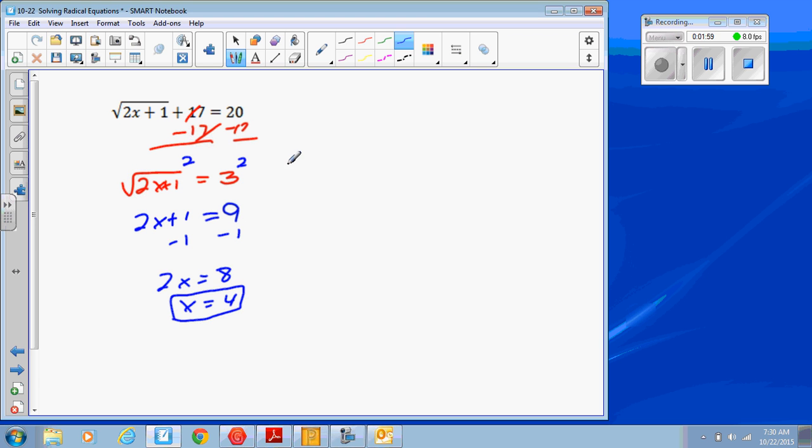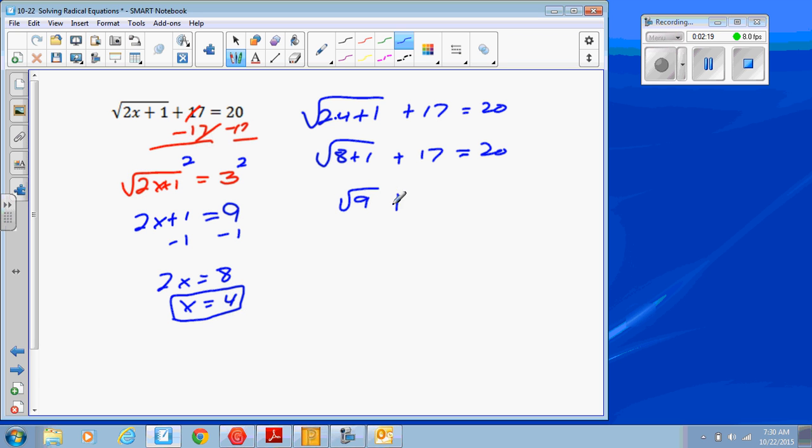We probably should check to make sure that works. If I put it in, 2 times 4 plus 1, plus 17 equals 20. Let's just check to make sure. 2 times 4, square root of 8 plus 1, plus 17 equals 20. Square root of 9 plus 17 equals 20. 3 plus 17 equals 20. That is a true statement. 20 equals 20. There we go. That's correct, so this is our answer right here.